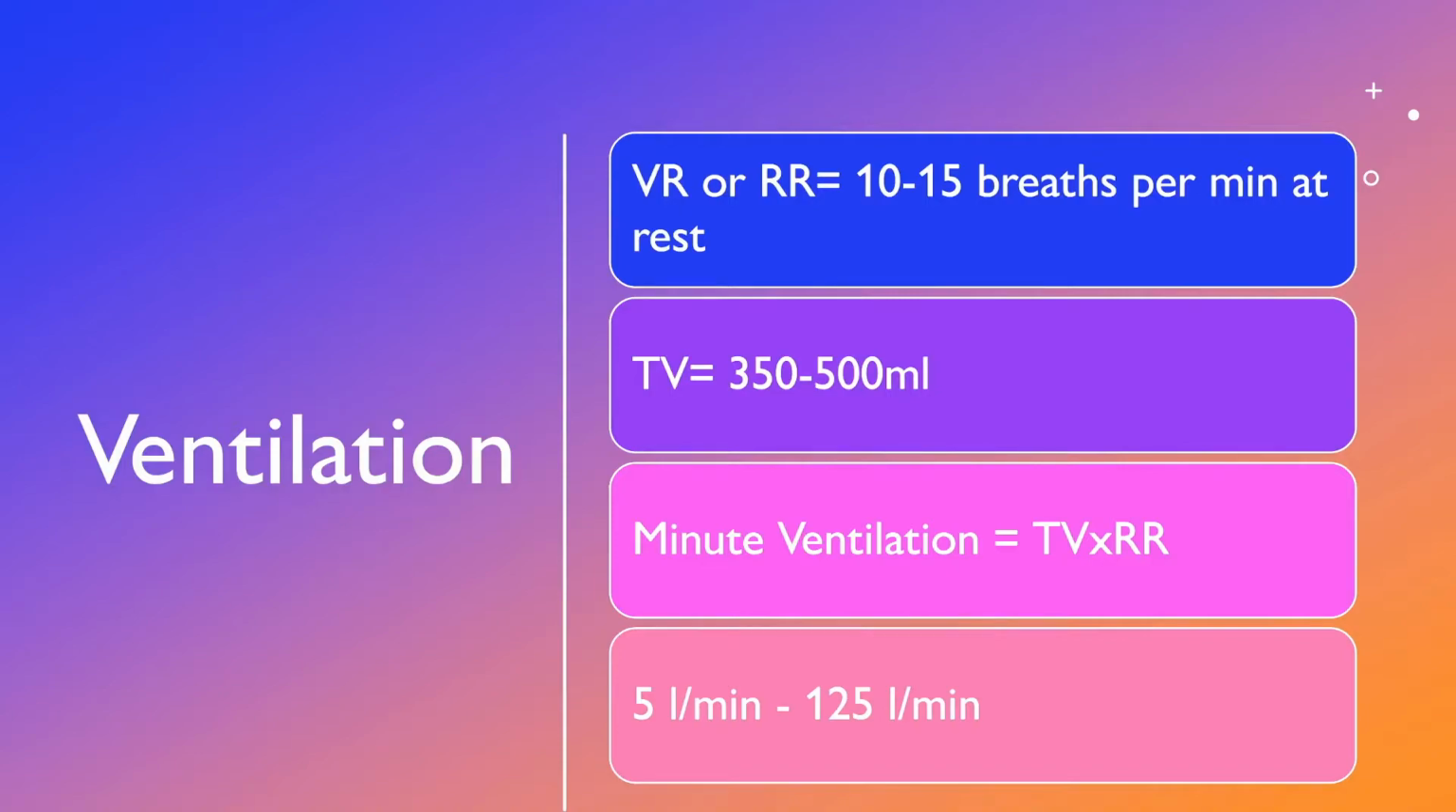You can multiply those two metrics to get something called minute ventilation, or sometimes it's called effective ventilation. It's just tidal volume times respiratory rate. This is the amount of gas exchanged in 1 minute. And so, just to get an idea of how much this can vary, the normal minute ventilation would be 5 liters per minute. That's kind of an average. It can go up to as high as 125 liters per minute with intense exercise.